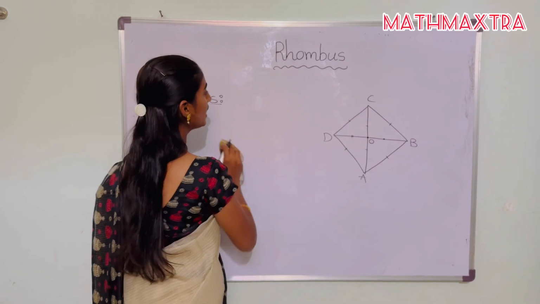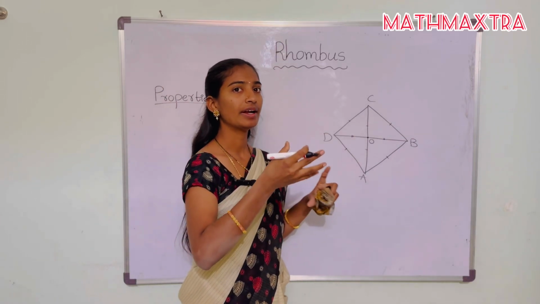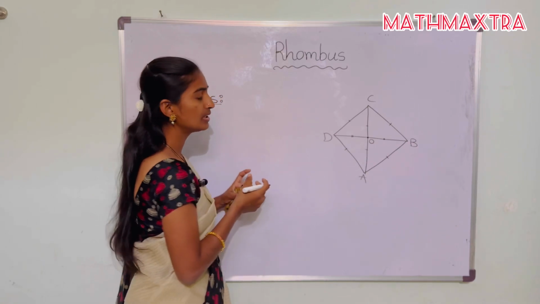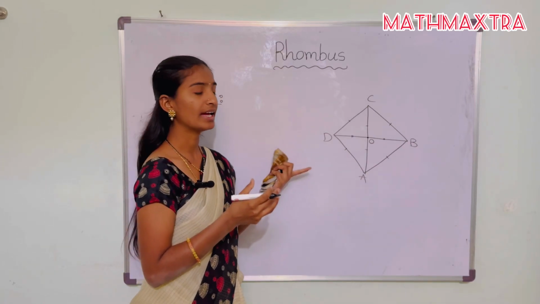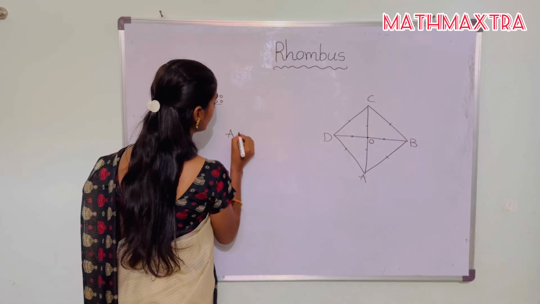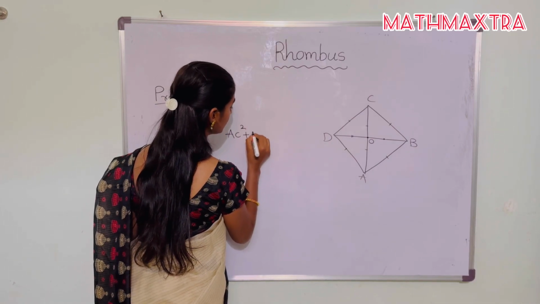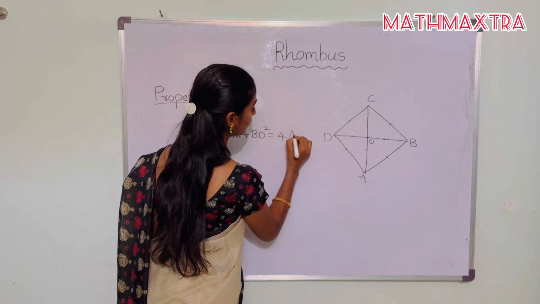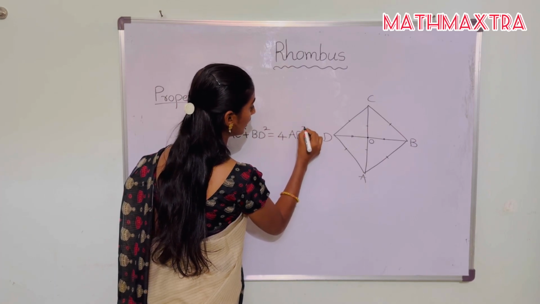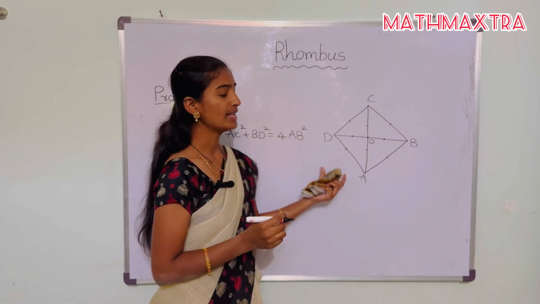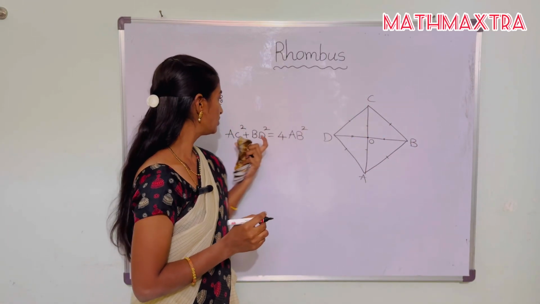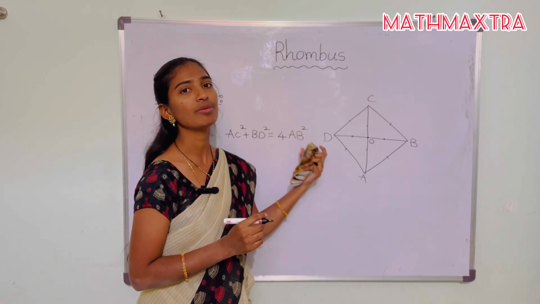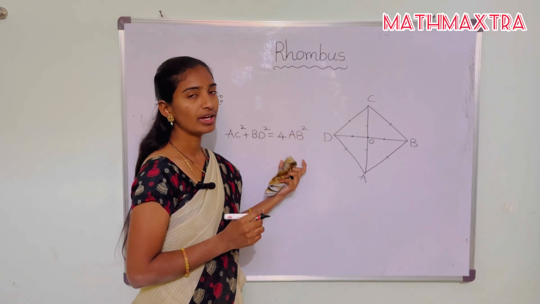Okay, and we have a relation between the diagonals of a rhombus and the side of a rhombus. What is that relation? The sum of the squares of the diagonals, which is nothing but AC square plus BD square, is always equal to 4 times the side square. As all the sides are equal, the sum of the squares of the diagonals is always equal to 4 times the square of the side.